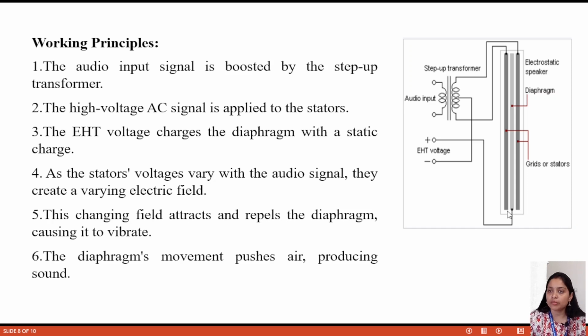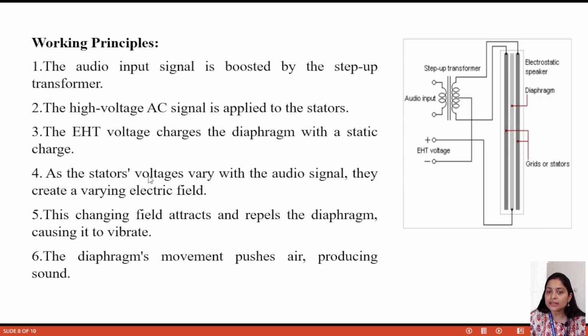Now, what is the working principle? First step: the audio signal is boosted by the step up transformer. I have already said that the high voltage AC signal is applied to the stators. The EHT voltage charges the diaphragm with a static charge. That means we are continuously giving a particular DC voltage to the diaphragm for the static charge.